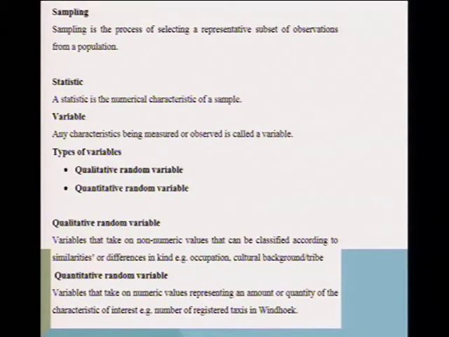Then the other very important thing is the types of variables. Remember, we have 2 types of variables. We have qualitative random variables and we have quantitative random variables. The qualitative ones are non-numeric variables. When you talk about the gender of a student, male or female, those are qualitative. Why? Because they are not numeric.